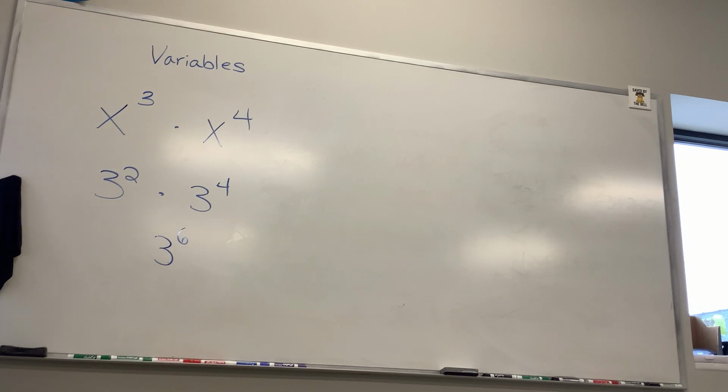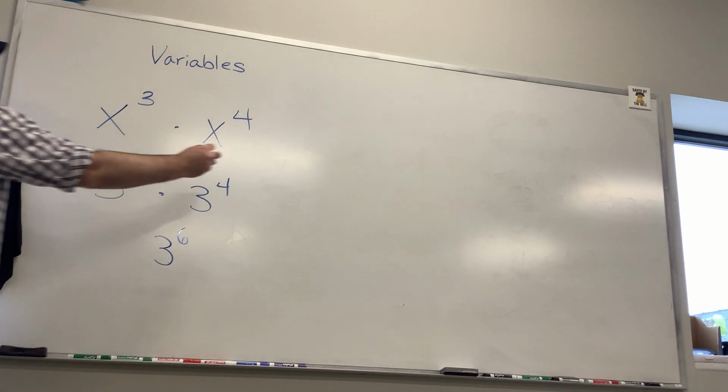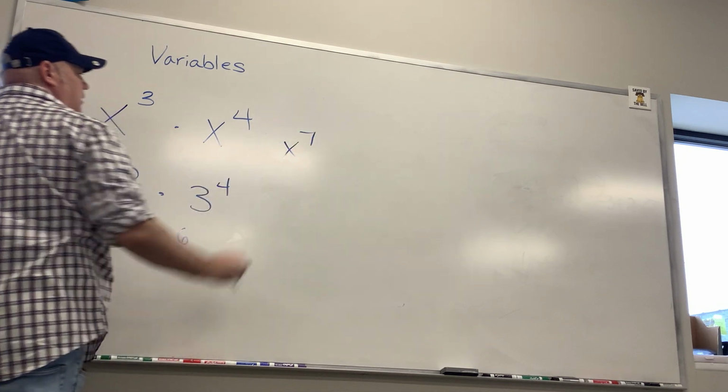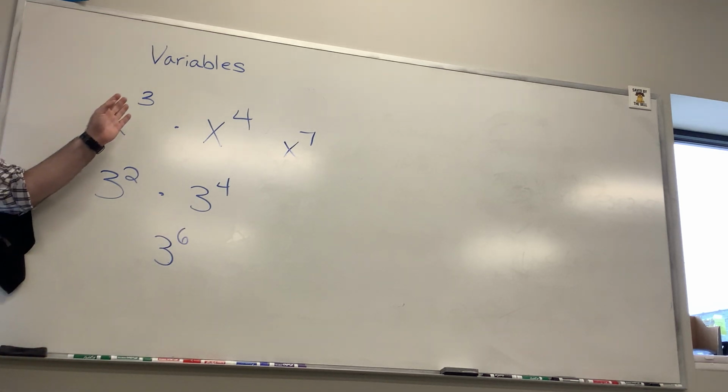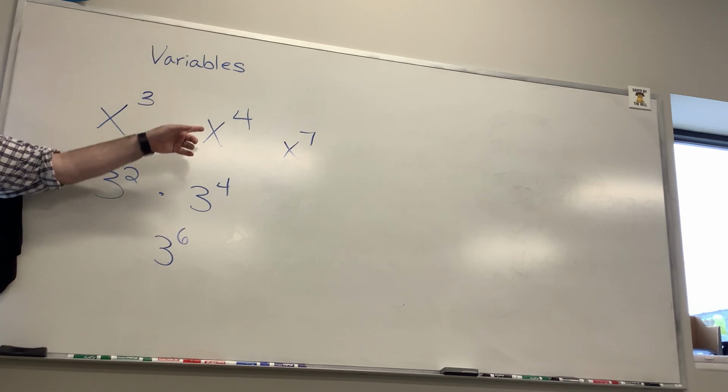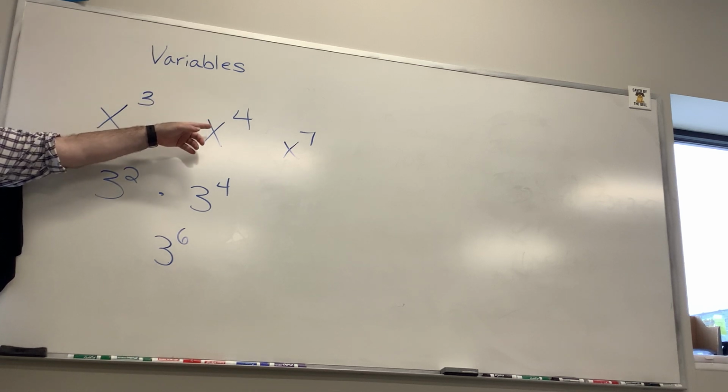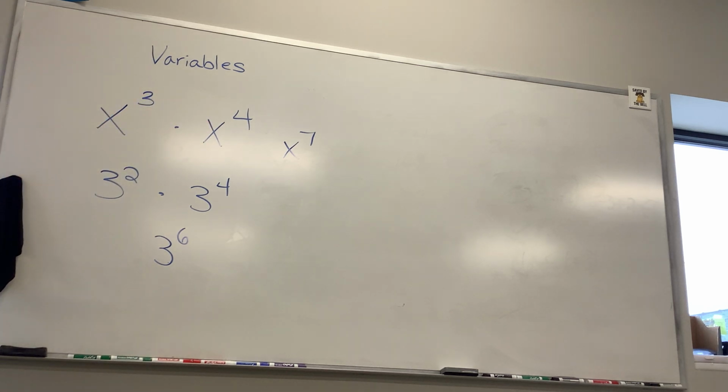So it was 3 to the 6, and this was x to the 7th. Okay? And all we learned when we did exponents is I just basically told you to keep the base the same and add the exponents. Well, that's all we did then, and I told you later it would make more sense.